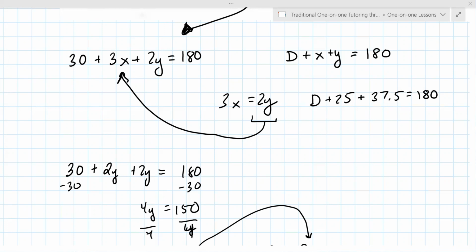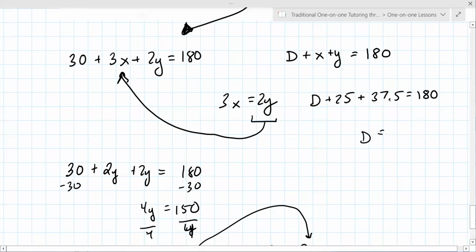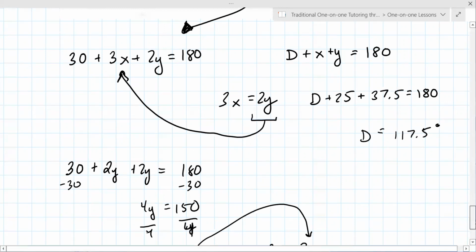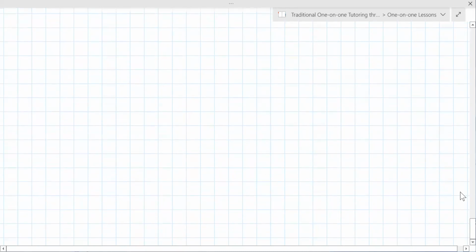All right, so any questions on this? Let's see, D is 62.5. So what was that? 117.5 degrees. No question. Okay, so let's just quickly talk about this substitution stuff because I agree it's really, really awkward.